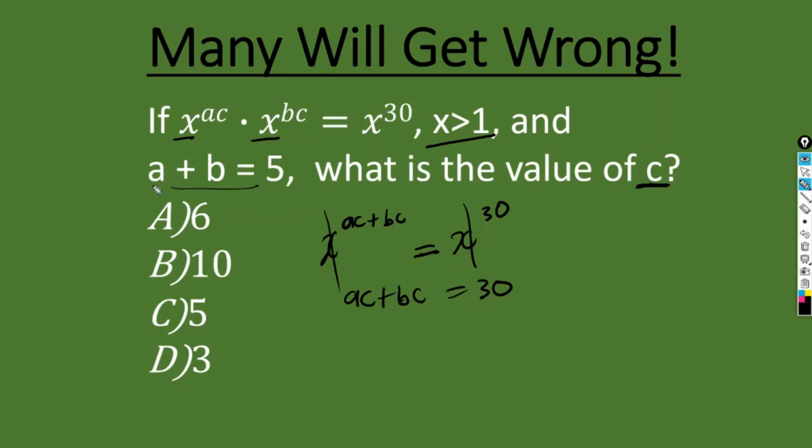So remember, we're told that a plus b is equal to 5 and we're looking for c. So what can we do? We can factor out c. Let's factor out c. So this would be c in parentheses a plus b equal to 30. So definitely now we know that a plus b is 5. So this would be c times 5, right? So c times 5 would be what? 5c equal to 30. Can you see this?